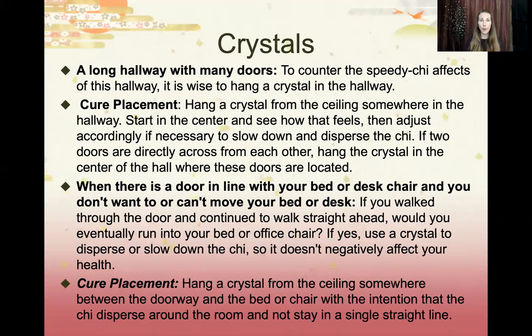And then you just have this beautiful crystal that looks really pretty in a room, but is also serving as a feng shui cure. When we have a lot of hallways with a lot of doors, we want to counter that speedy chi. So we want to hang some crystals. You can do one or a couple. You're going to hang a crystal from the ceiling somewhere in the hallway. So you can start approximately in the center and see how it feels, and then adjust accordingly to slow down and disperse that chi.